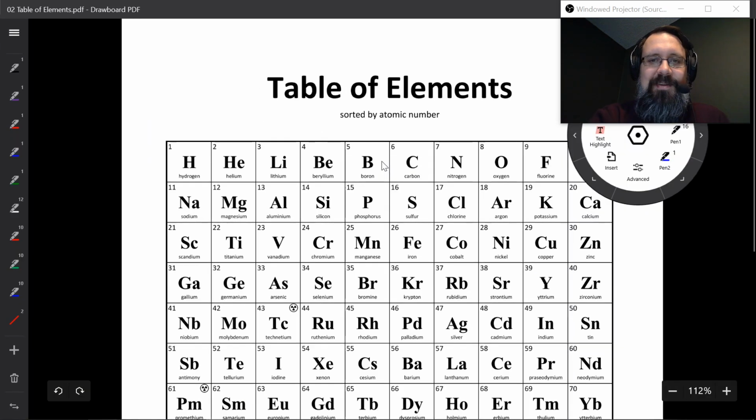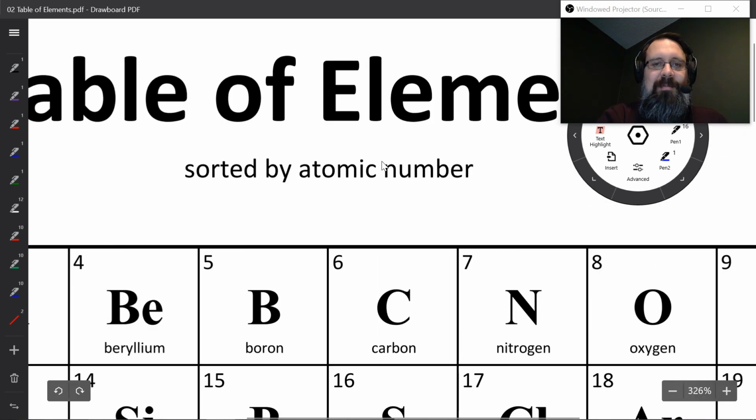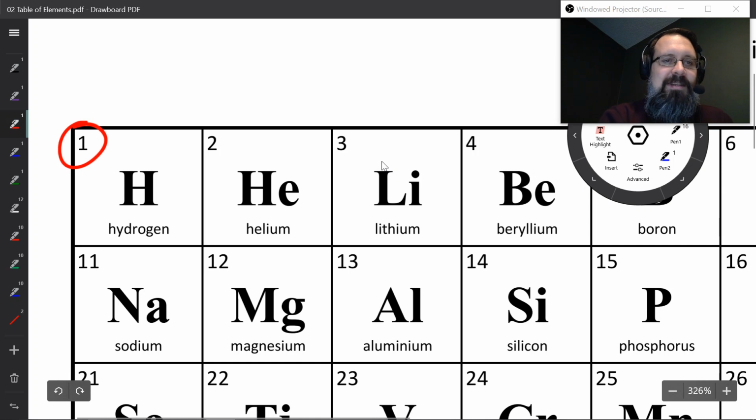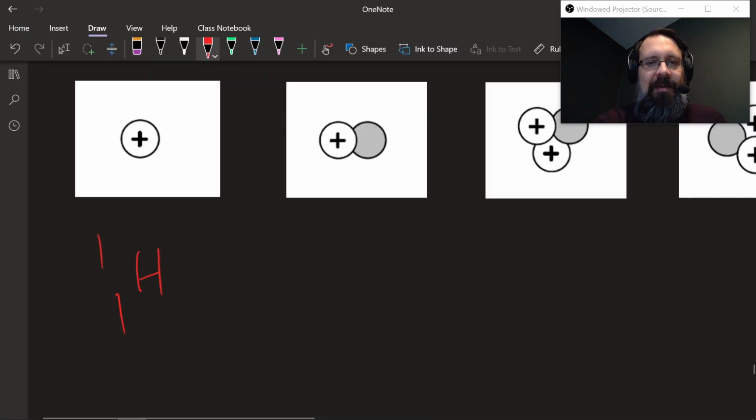Okay, here we go. There's just a table of elements, and it's sorted by atomic number, so I just look for number 1, and atomic number 1 is hydrogen. So that's how I knew that this was hydrogen. If I go to the next one, how many nucleons are there here? 2. And how many protons are there? 1. There's 1 proton.